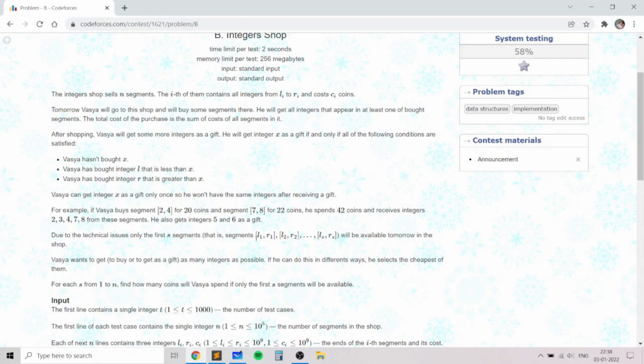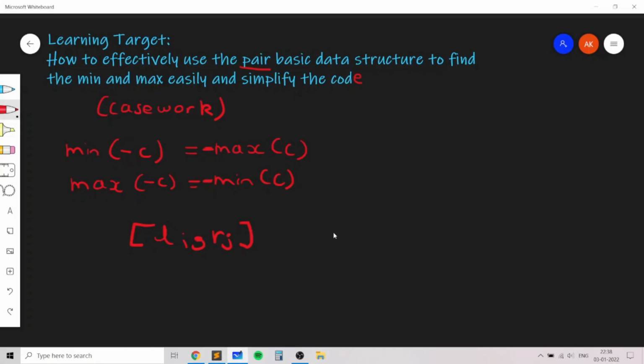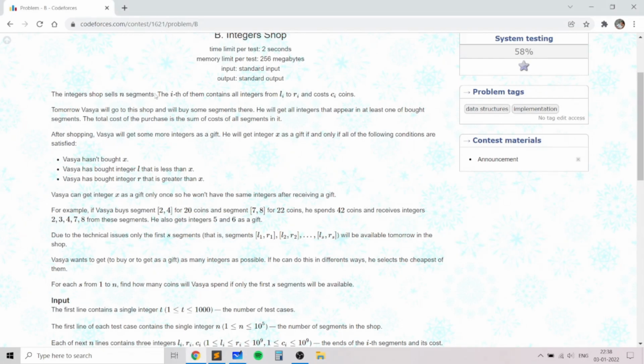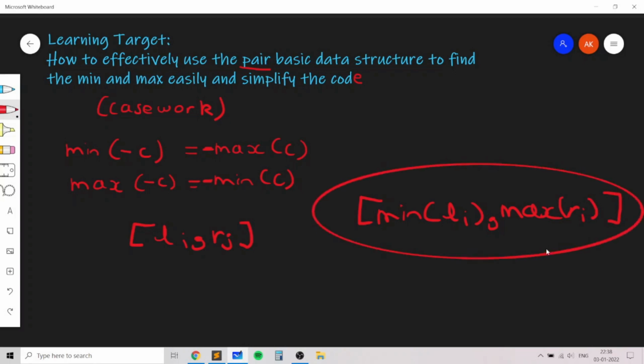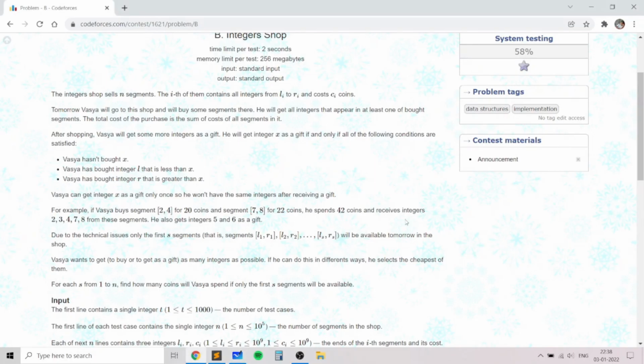In general, if you want to simplify this, you can see that the integers which Vasya has bought, if she chooses these segments, would actually be the range from the min of all Li to the max of all Ri. So this would actually be a contiguous segment, and this is the first observation, that all the elements lying within this range are bought by Vasya. So let's say that Vasya chose the segments 2, 4 and then 7, 8, and then let's say she chose 10, 11. Then it's clear that all elements lying within 2 and 11 will be bought by Vasya.